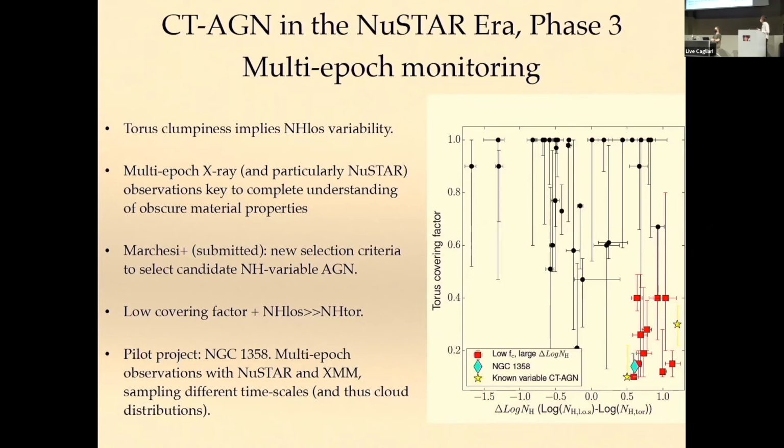This means that we would expect to see variability on different time scales. To study this, we selected a source, NGC 1358, which was found to be Compton-thick by work by Shuri Zhao in 2019. And we got multiple NuSTAR and XMM simultaneous observations on different time scales, which allow us to probe different distances between the cloud passing by and the supermassive black hole.